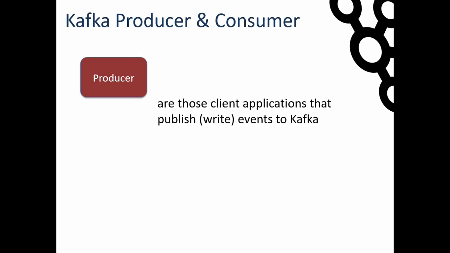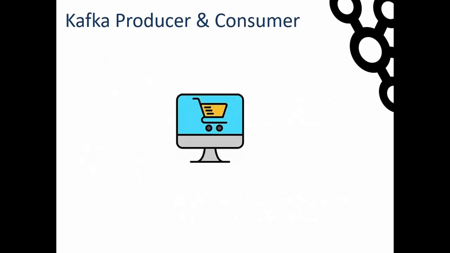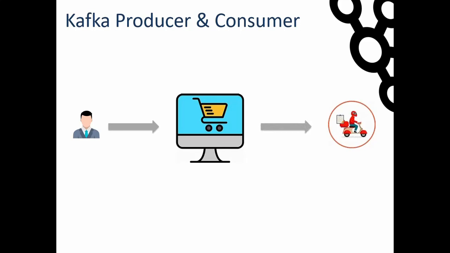Now let's dive into producers and consumers in Kafka. In Kafka, a producer is responsible for sending data to a Kafka topic, while a consumer retrieves and processes data from a Kafka topic. These two components work together to enable seamless real-time data streaming and processing. Let me illustrate this with an example. Imagine an online shopping platform where the customer, the producer, places an order, and the delivery agent, the consumer, picks up and delivers the order.